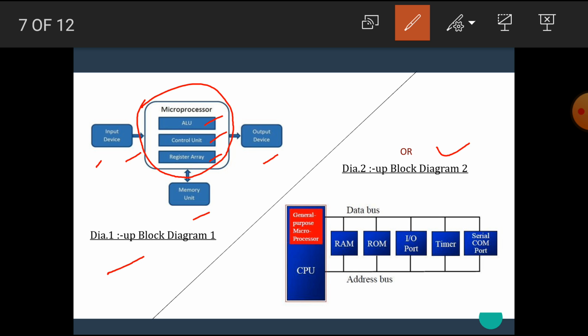Here we can clearly see that this part is a general purpose microprocessor, and the RAM, ROM, IO port, that is input output port, timer, serial communication port are connected externally to it by data bus and address bus. The point to be noted here is that these are all not on the microprocessor chip. They need to be interfaced externally.